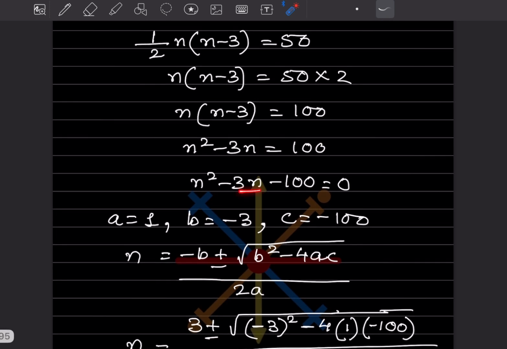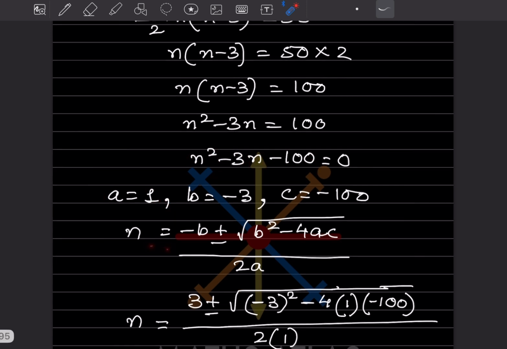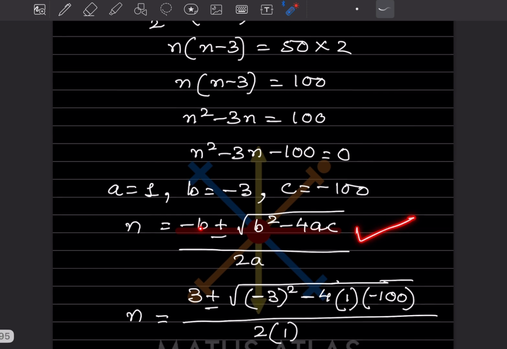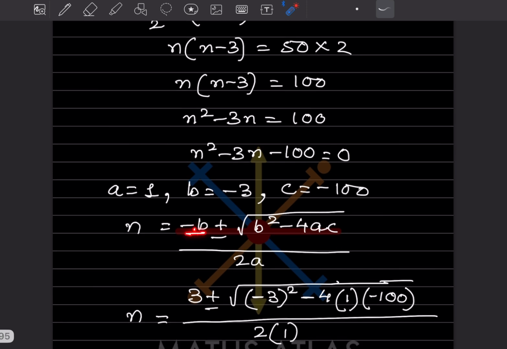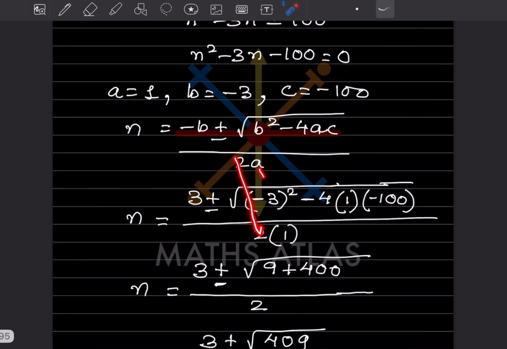Now see here, we cannot do this with factorization. So we'll use the quadratic formula. Here a is 1, b is minus 3 and c is minus 100. So we'll write n is equal to minus b plus or minus root of b square minus 4ac, divided by 2a. Minus b, because this is minus and this minus becomes plus, so that will be 3 plus or minus. In place of b, put minus 3 square. A is 1, c is minus 100.